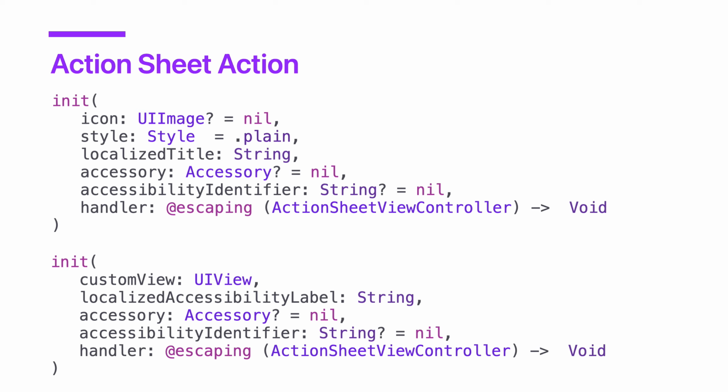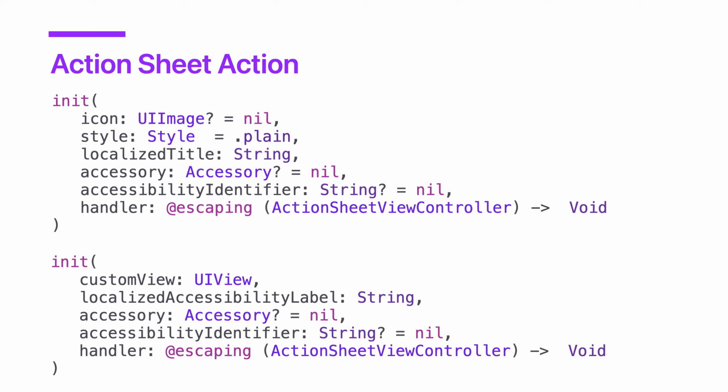One is the more standard one where you can set a lot of the properties, style being a custom one, where you saw the plain style is the mainly black one. We have a destructive one for actions that delete something or block a user, for example. We also have a disabled one if there's an action that is not available, depending on, say, you have a pending friend request. We have a localized title. We have an accessory, also a custom one, but it can basically be a switch or check mark or the little disclosure indicator, an accessibility identifier for UI tests, and then a handler.